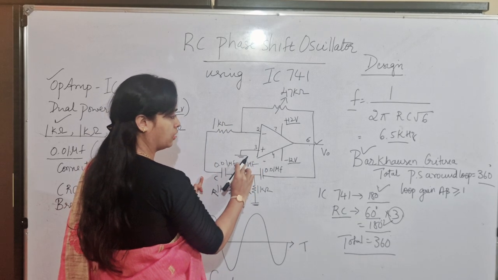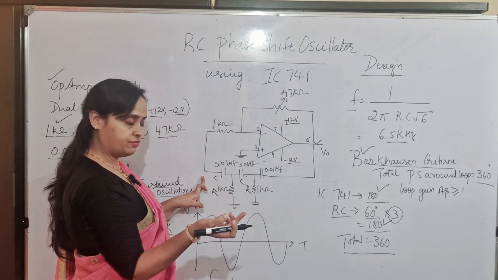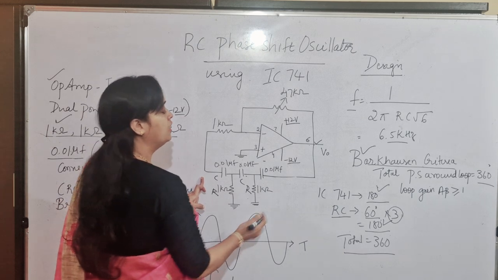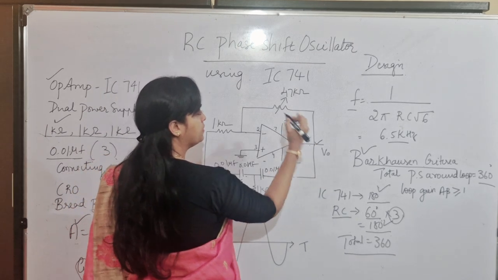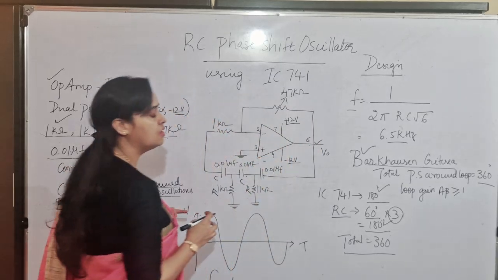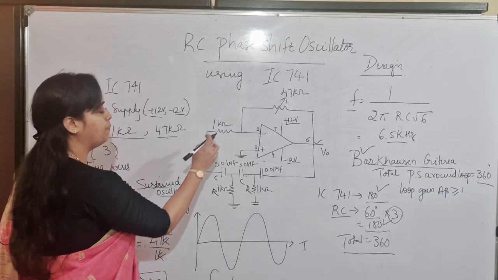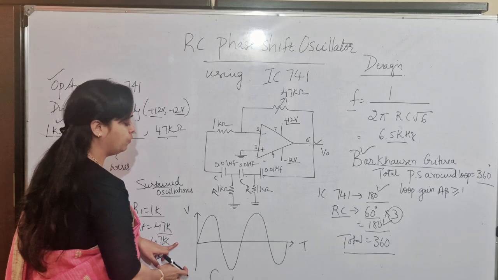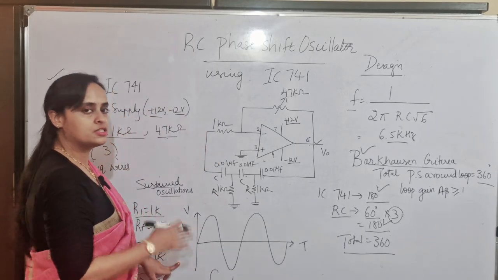Pin 3 is grounded. Pin number 6 is connected to the output, the CRO is connected across pin number 6. At the same time, one end of this capacitor is also connected to pin number 6, and another end of the feedback resistor is connected to pin number 6. If it is designed properly with the appropriate values of resistance and capacitor, the output generated will be a continuous oscillated wave, which is sustained oscillation.